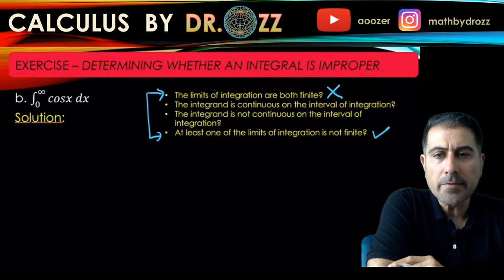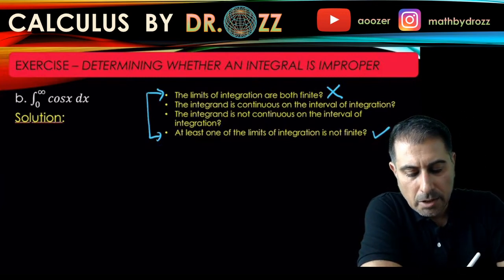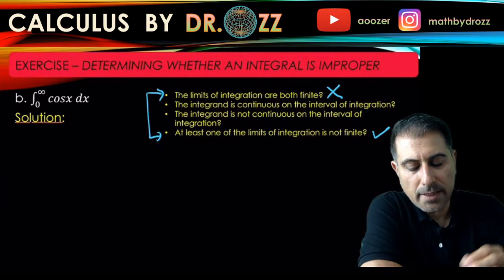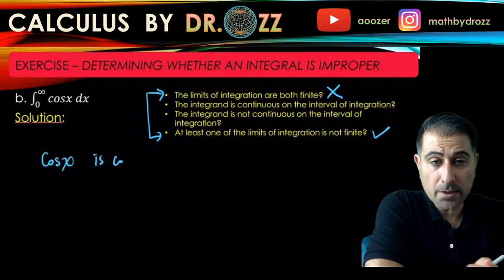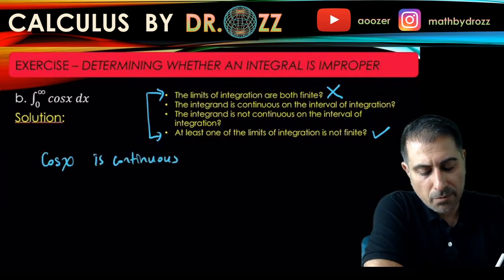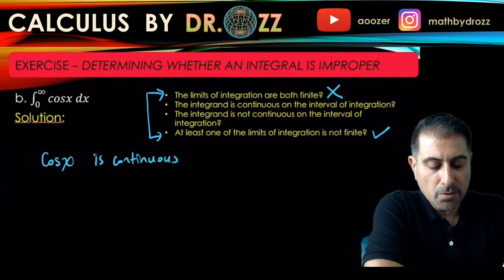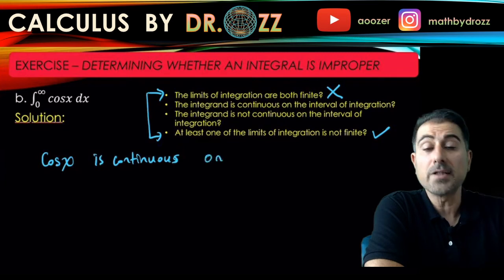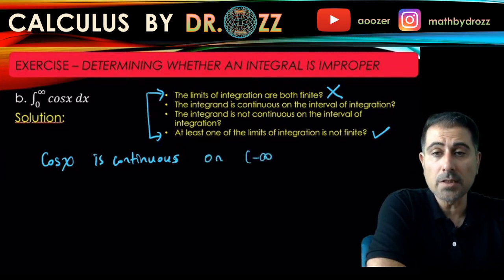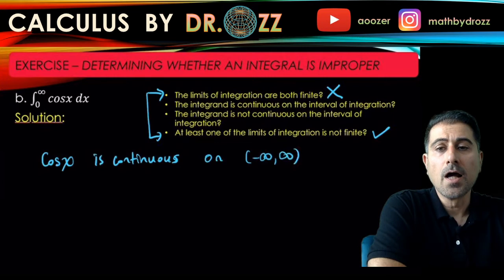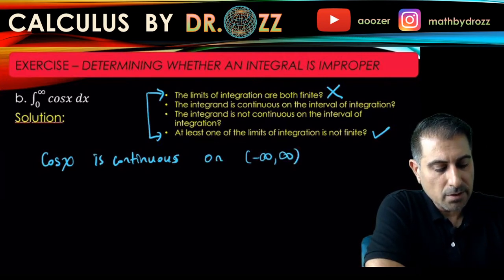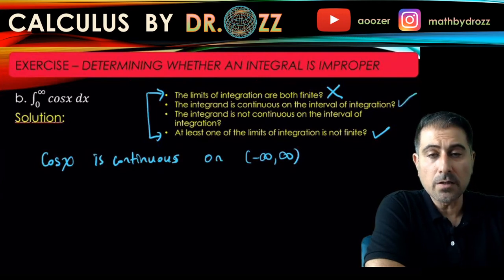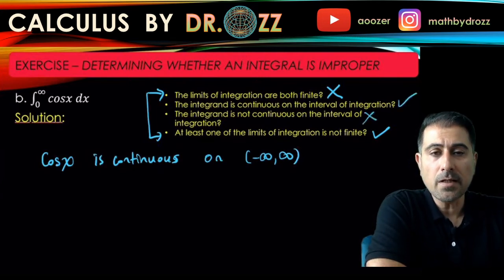Let's check the integrand. The integrand is cosine x, right? Cosine x is continuous. We know this from pre-calculus as well as the beginning of calculus. We discussed it. It's continuous on its domain, which is minus infinity to infinity. So it's particularly continuous on the interval of integration, which is 0 to infinity. So the integrand is continuous, and there's nothing that makes the function discontinuous on the interval 0 to infinity.